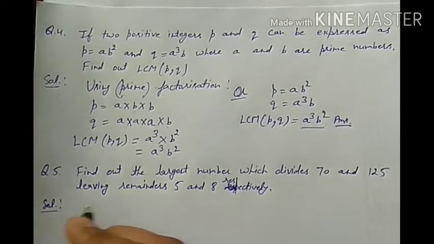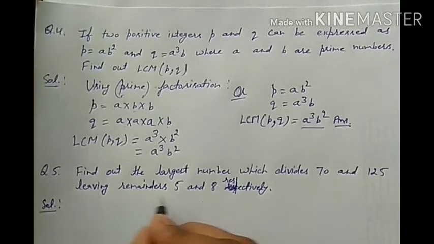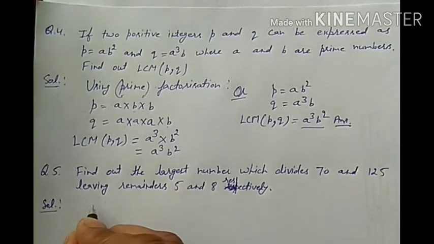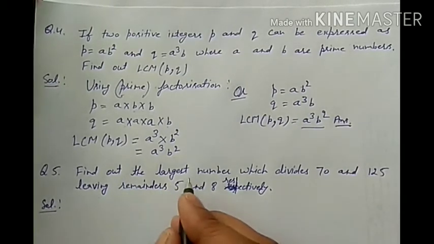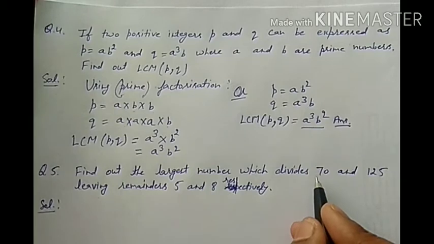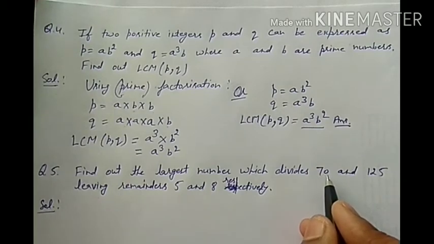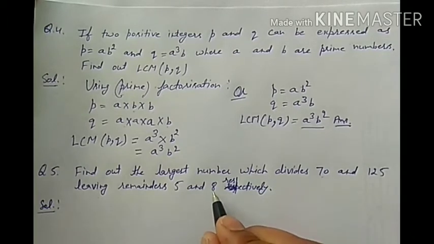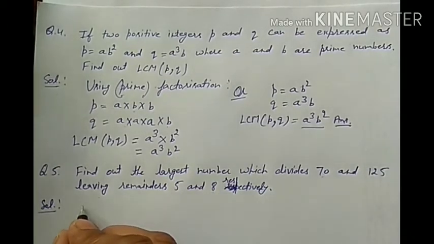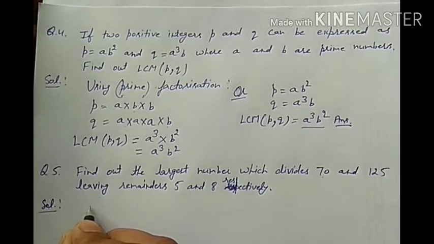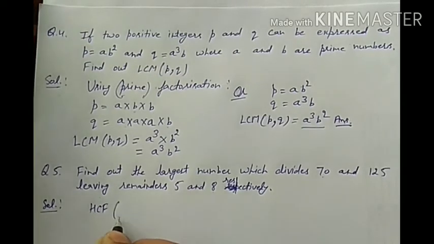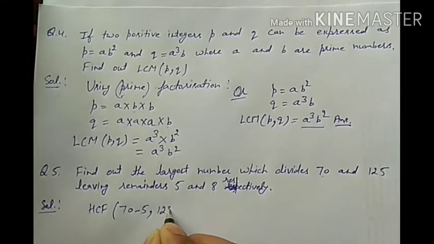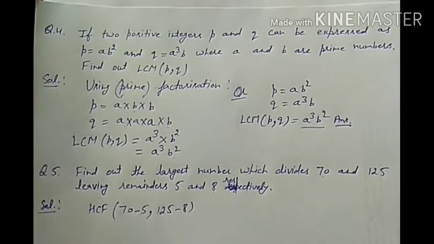Here remainders 5 and 8. Remainders are always extra numbers. So to find out the largest number, first we have to find out HCF. And for which numbers we will find out HCF? Because remainder 5 in case of 70 and 8 in case of 125. So to find out HCF, required numbers are 70 minus 5 and 125 minus 8.